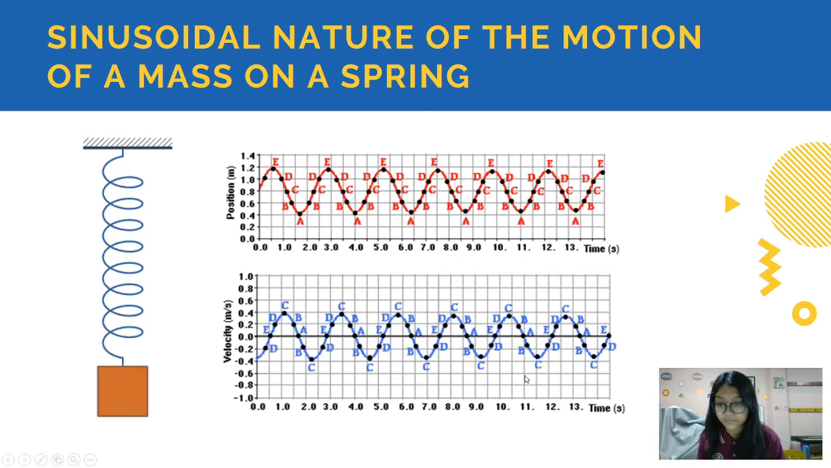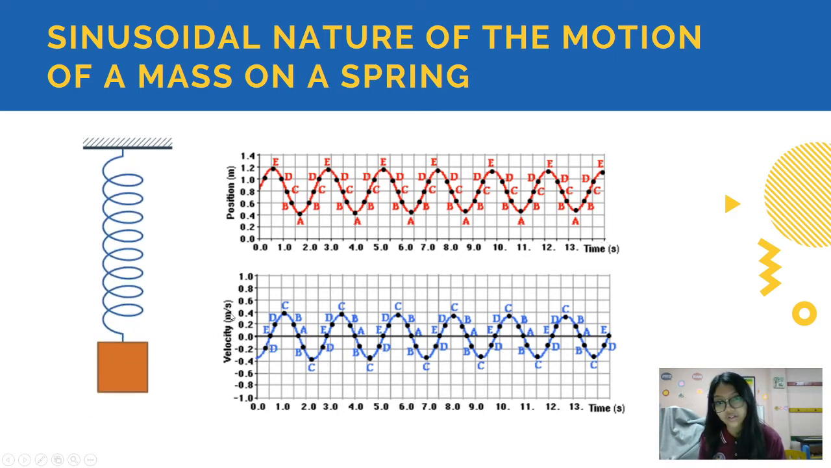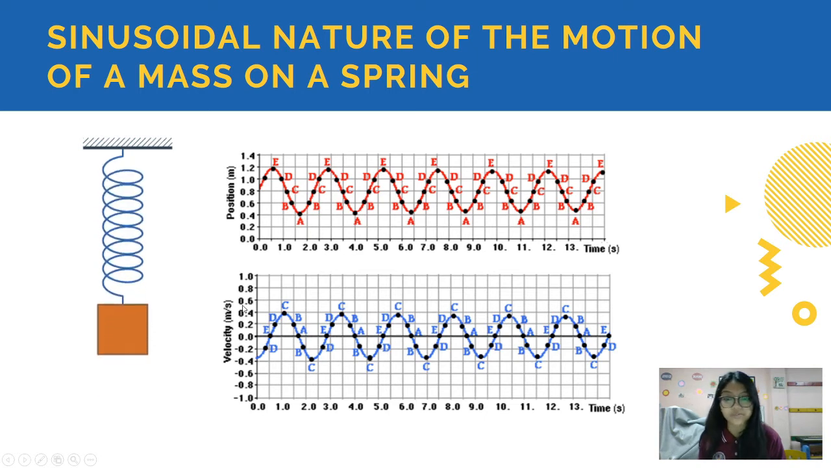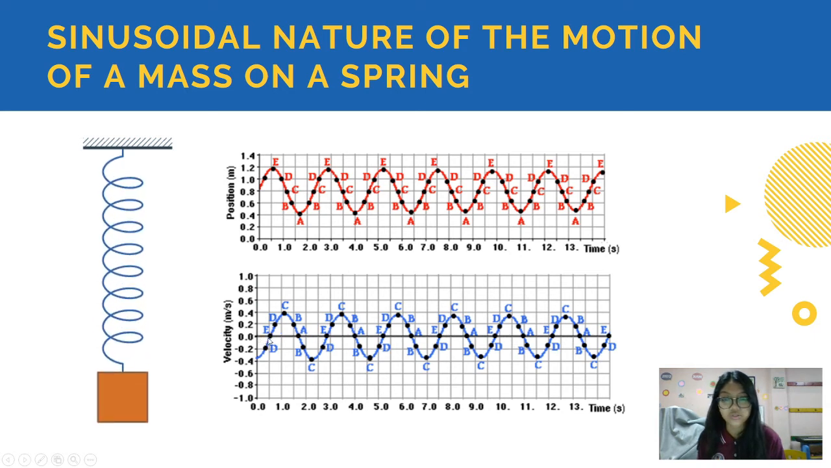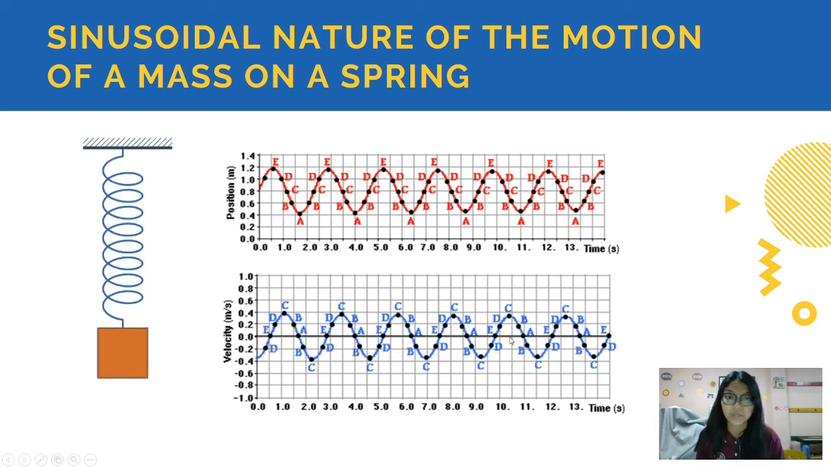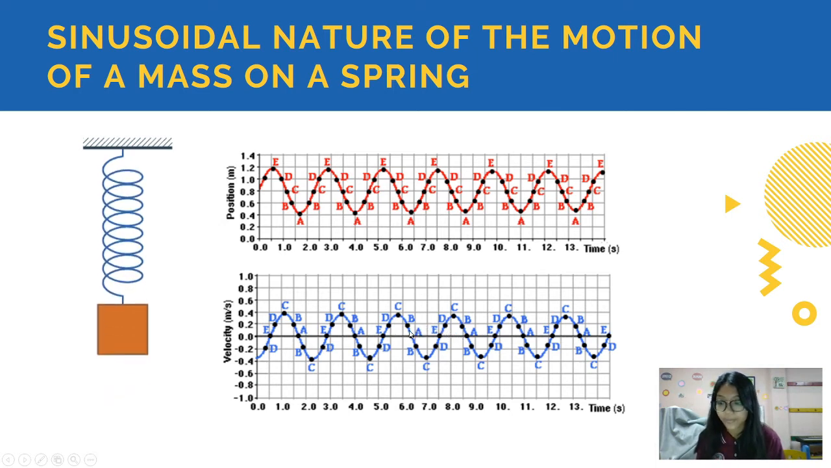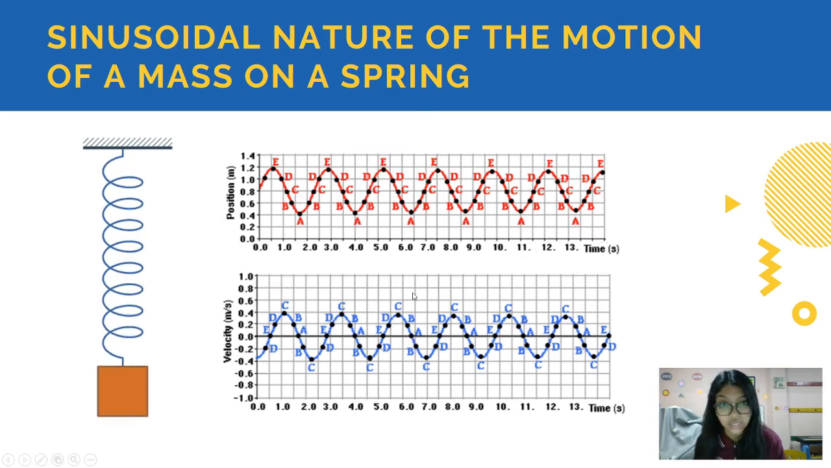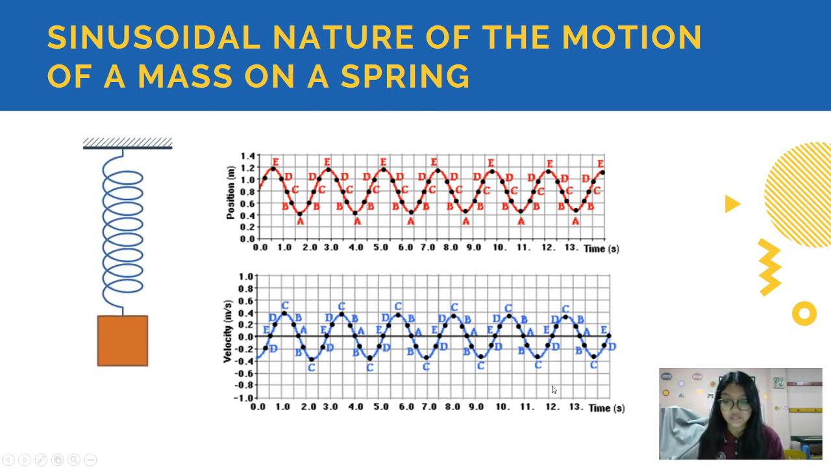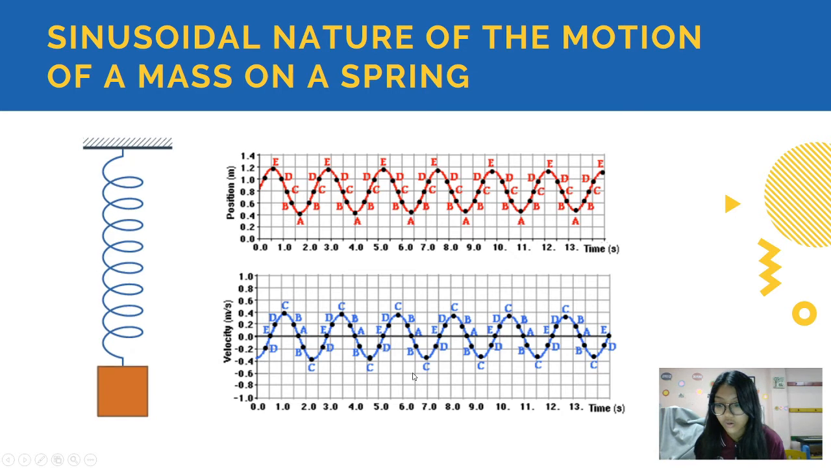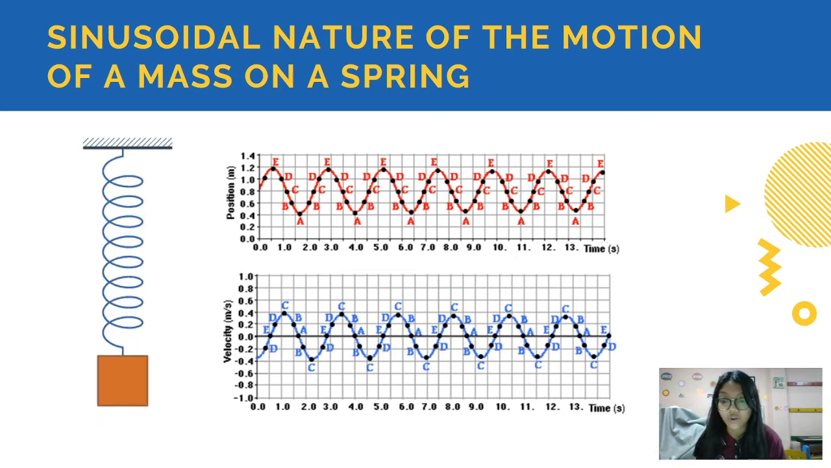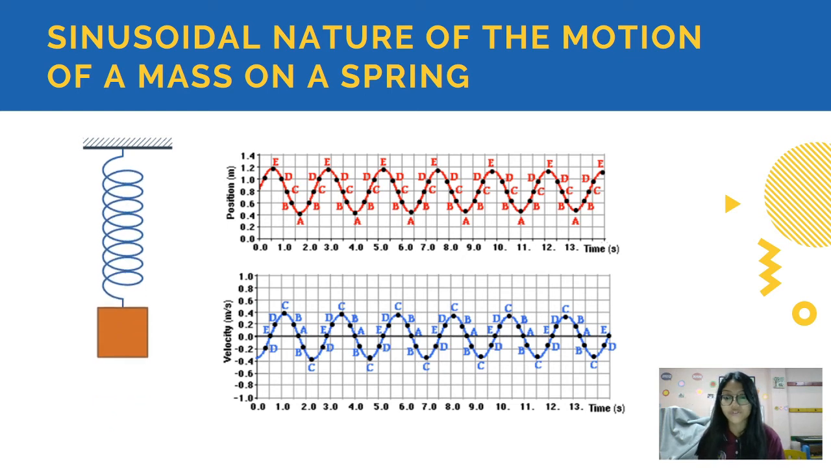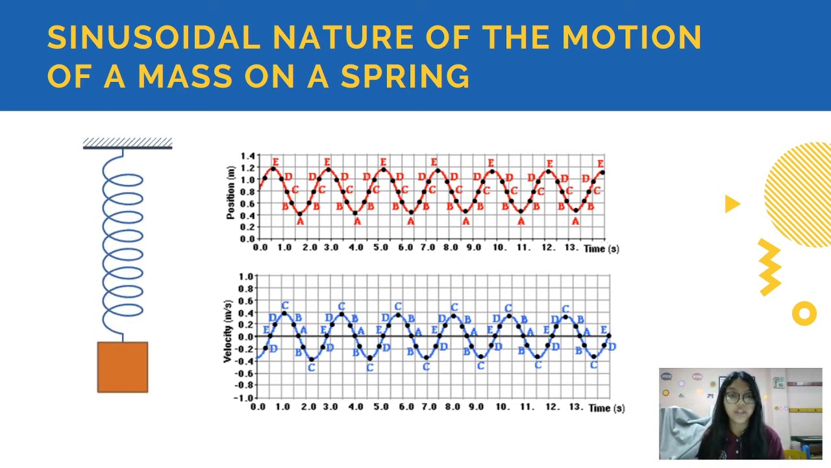This is the velocity-time plot. The velocity-time plot for the mass on a spring is also a sinusoidal plot. The only difference between the position-time plot and the velocity-time plot is that one is shifted 1/4 of a vibrational cycle away from the other.